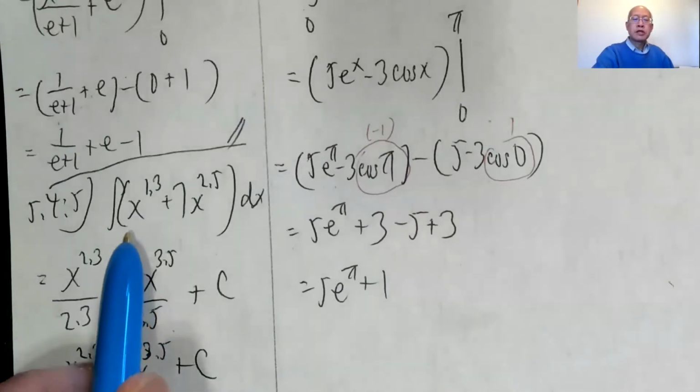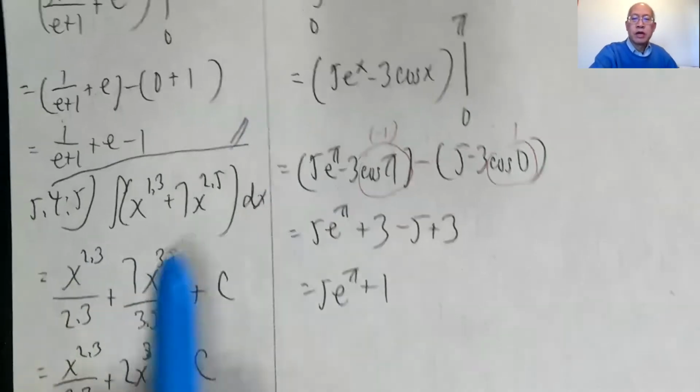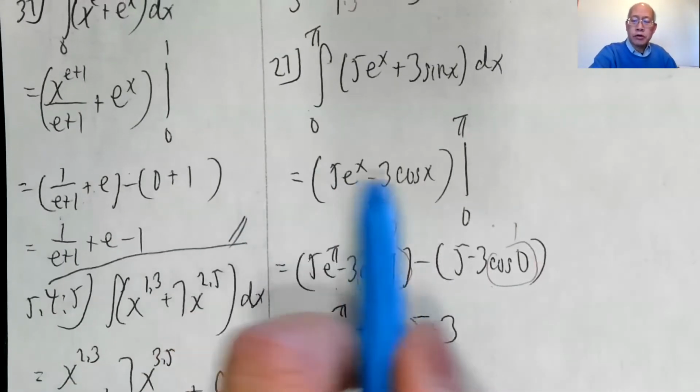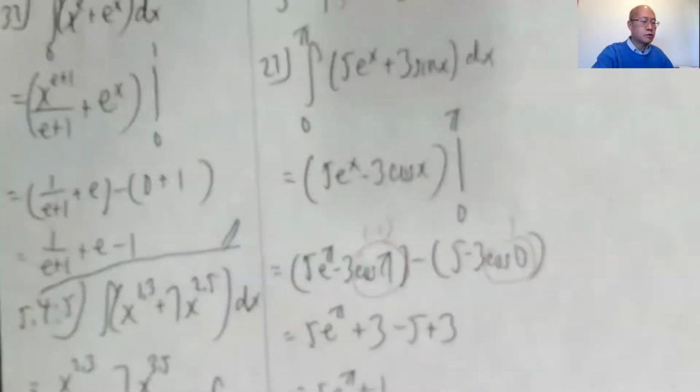Okay, so you're still integrating. If you have an indefinite integral, the answer is blah, blah, blah plus c. If you have a definite integral, you still integrate. You don't need a plus c. Plug in the upper number, plug in the lower number, and then subtract.